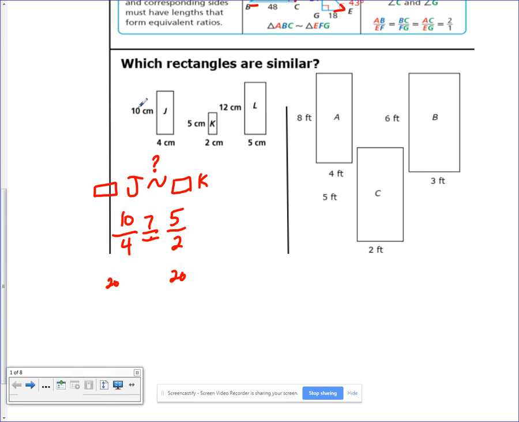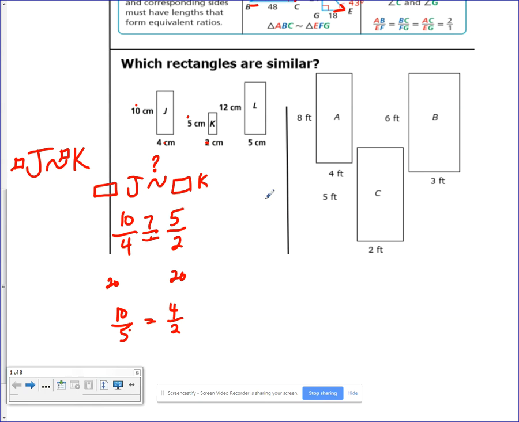You could test it this way as well and say, I'm going to match up 10 to 5. Does that equal 4 to 2? You could set it up this way, and these are the same as well. So, hey, hot diggity, definitely J and K are similar. J is similar to K. And I suppose I should draw the little rectangle symbol.